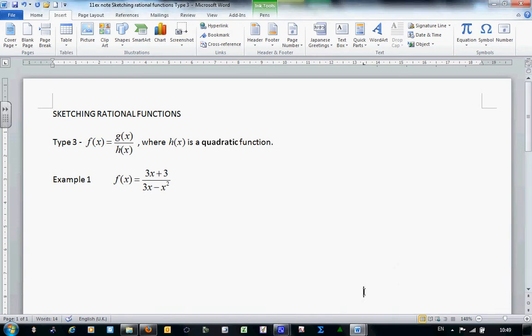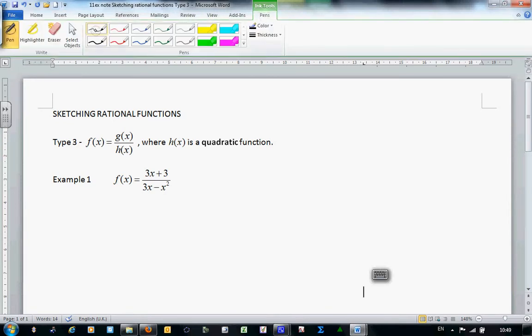In this video we'll look at an example of a type 3 rational function, and you can see the one in front of you there. We'll go straight into it and look for the obvious things, which are the y-intercept. When x is 0, y is going to be 0 plus 3 over 0 minus 0, and we have division by 0. So y is infinite, and there is no y-intercept. That's the first thing: when x is 0, y is infinite, and so there is no intercept.